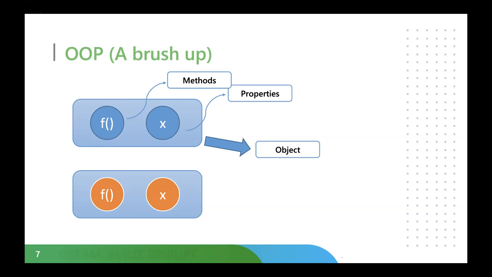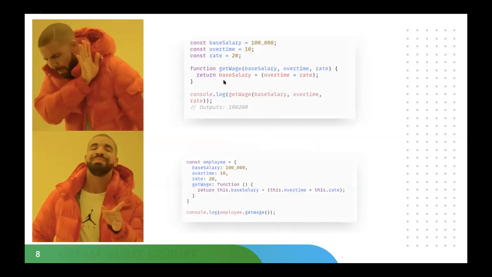And it solves a lot of problems, and it exposes some interesting properties like encapsulation, inheritance, and we'll look into them as we move. So as you can see, an example of procedural programming here. Consider a simple example where we need to get the wage of an employee. Here we have a base salary of that employee, overtime in hours, and the rate per hour. And we have a method which takes in all three properties as parameters, and based on that, it returns the cumulative salary for that employee. So as you can see, it's a simple method.